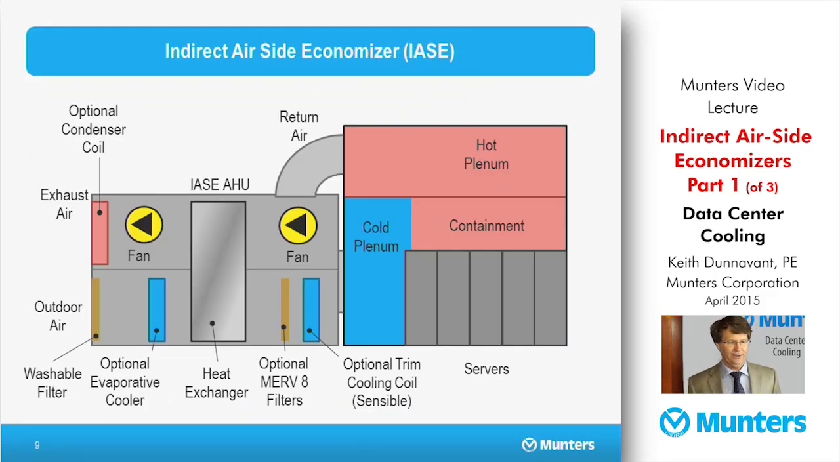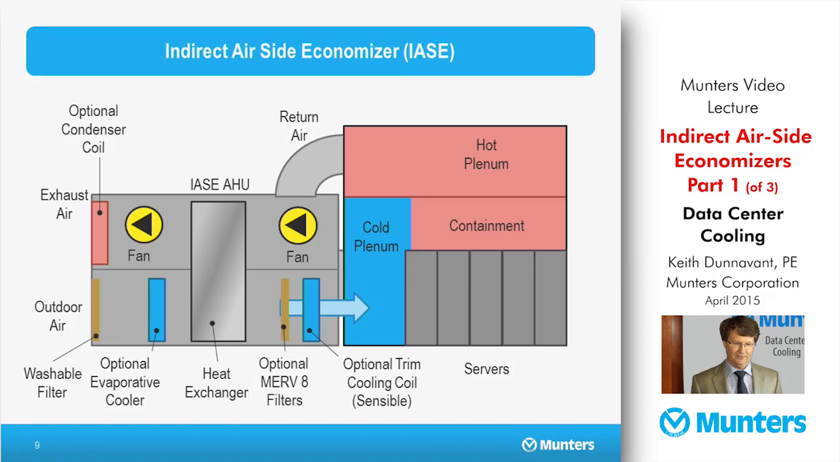Now we're going to compare that direct system to the indirect airside economizer. And so now we're cooling with outdoor air indirectly. We are not going to be introducing outside air directly into the data center. We're going to use outside air to extract heat through an intermediary heat exchanger.